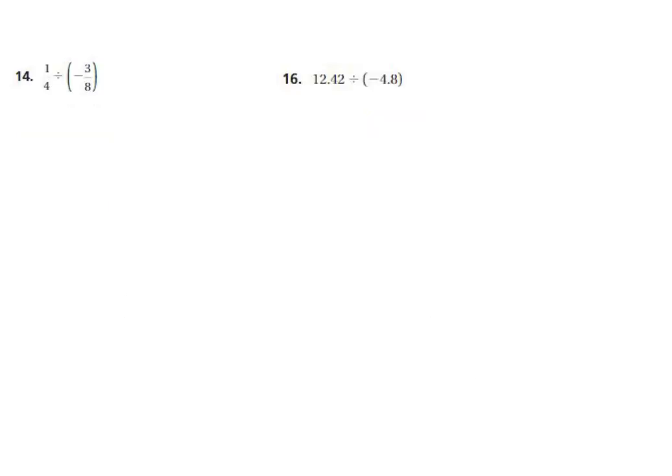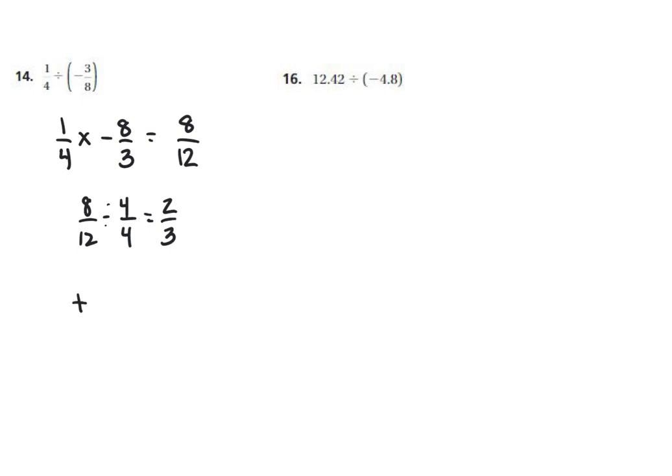For number 14, I will once again multiply by the reciprocal. And I can multiply 1 times 8 is 8. 4 times 3 is 12. And then 8/12 I can divide by 4 over 4. 8 divided by 4 is 2, and 12 divided by 4 is 3. So simplified here, I get 2/3. And then I look back to the original problem, and I had positive 1/4 divided by negative 3/8. A positive divided by a negative is a negative. So I end up with negative 2/3.